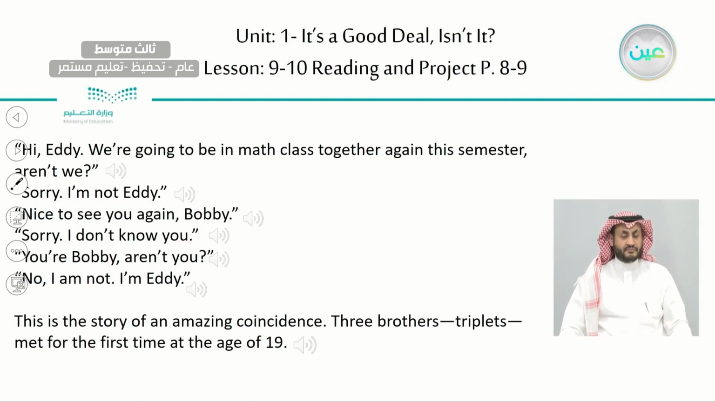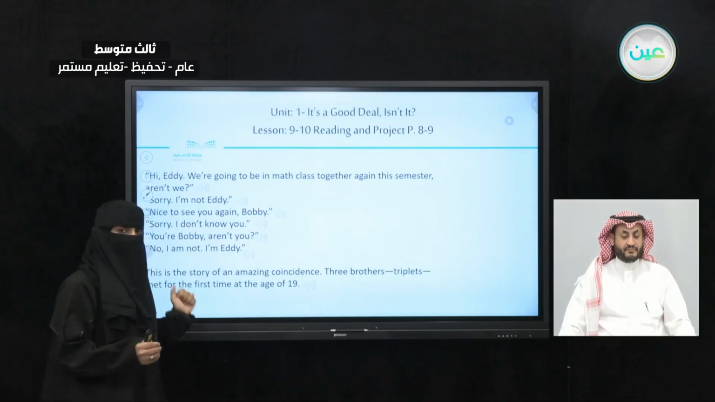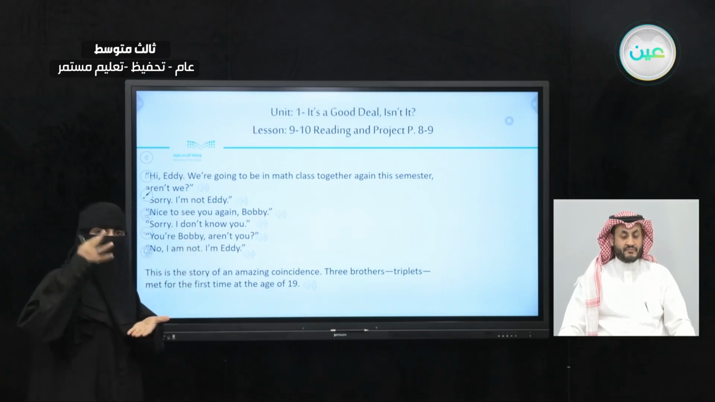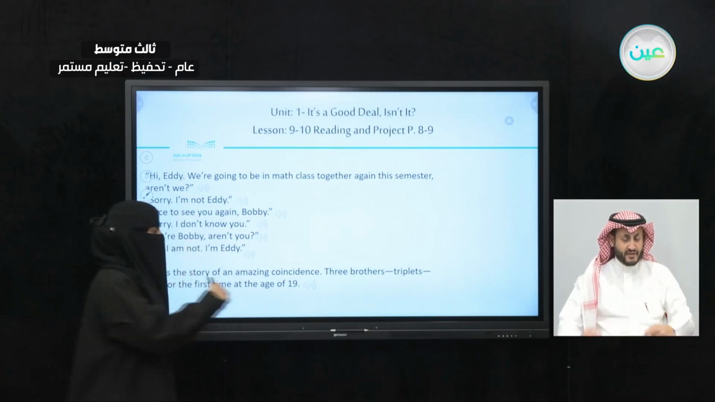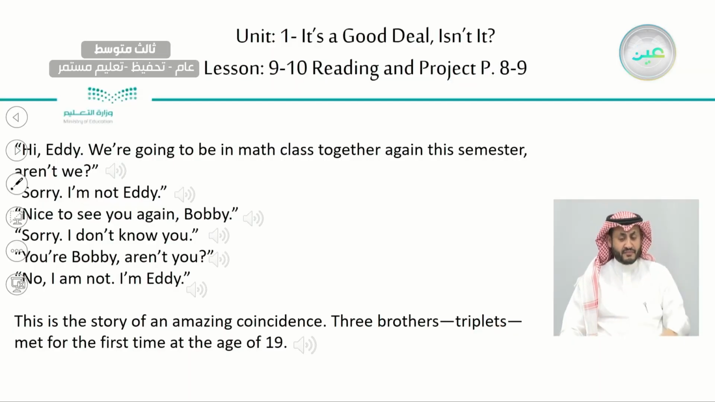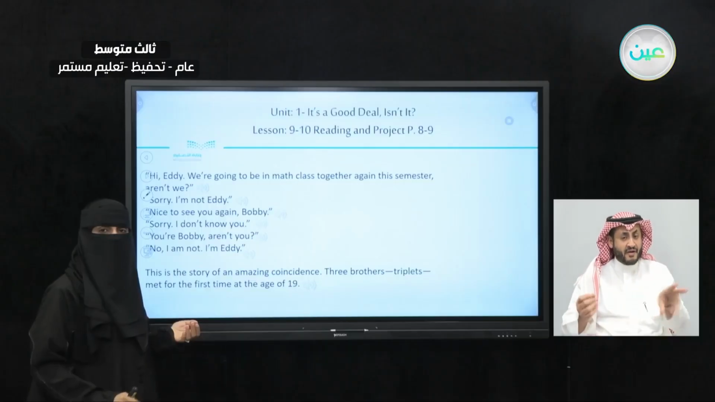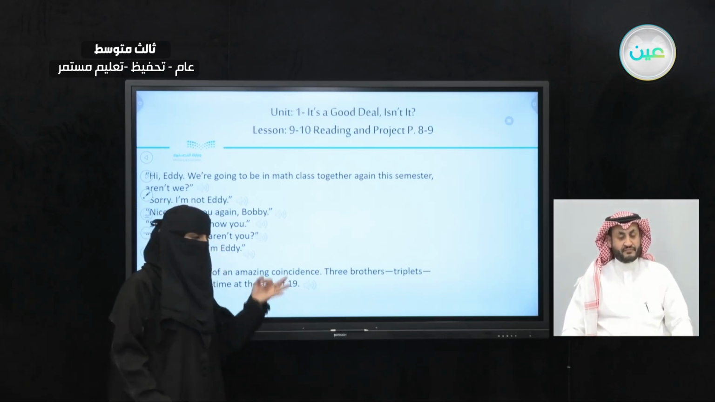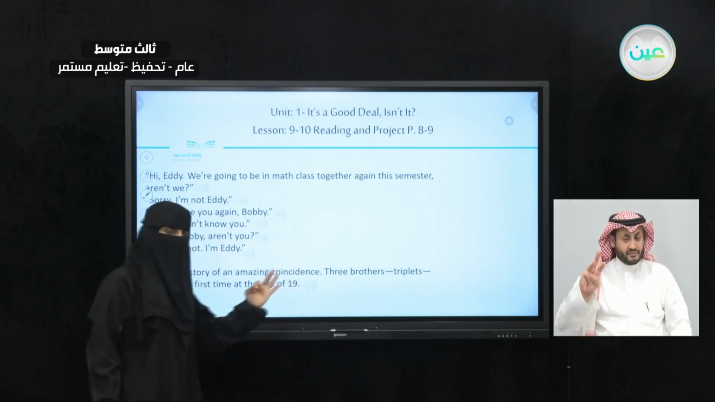Okay, so here in the first part of the reading, we have a conversation between 3 people. What did they call them? Triplets. What does triplets mean? Are they twins? We say twins when they are 2. We say triplets when they are 3, okay?